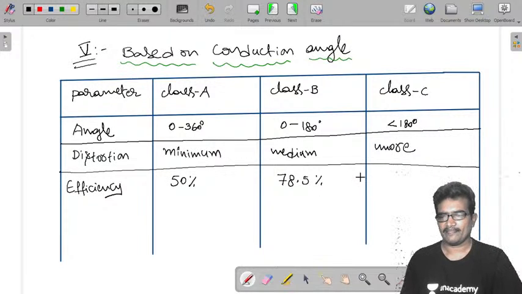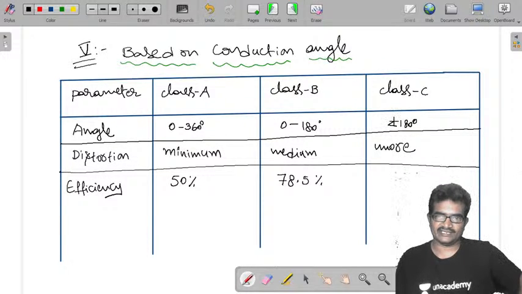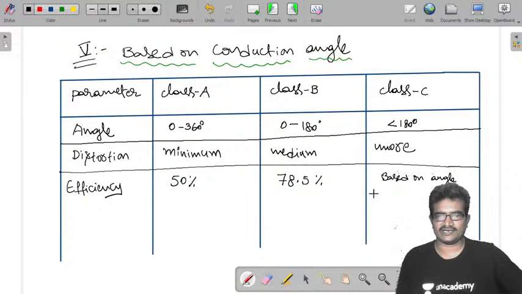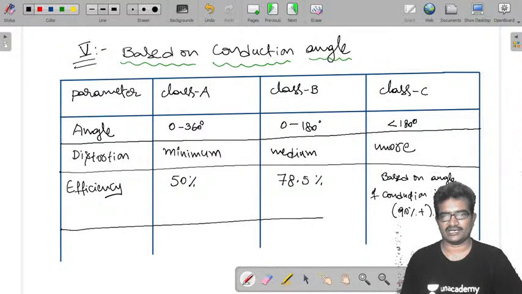In class C, the efficiency changes based on the angle of conduction. But whatever it is, it is 90% plus. That is the angle of conduction. Okay. And now we are going to the application.